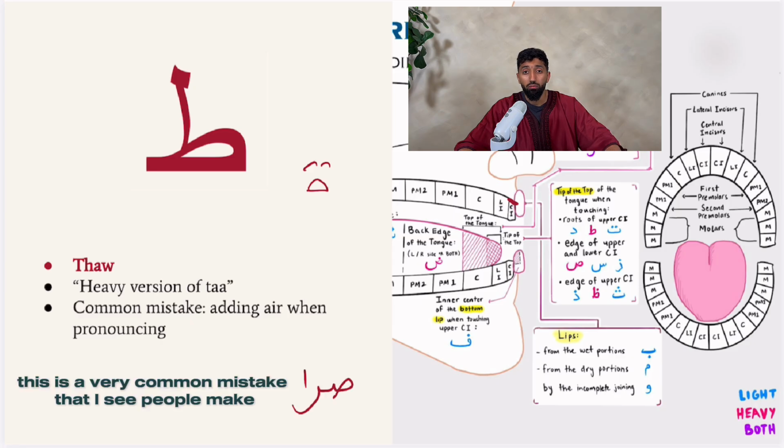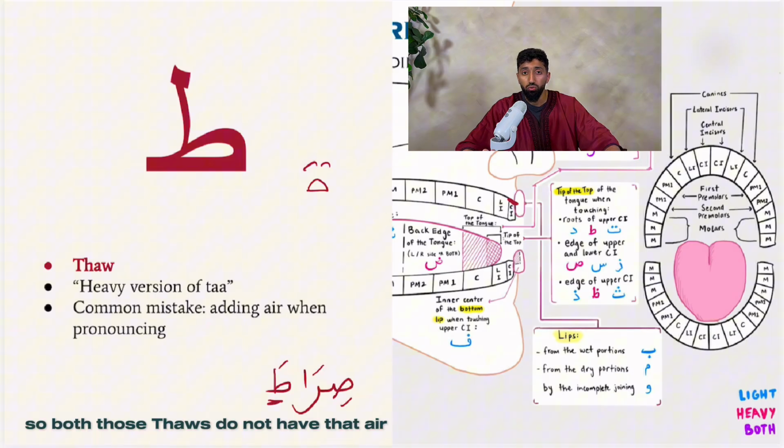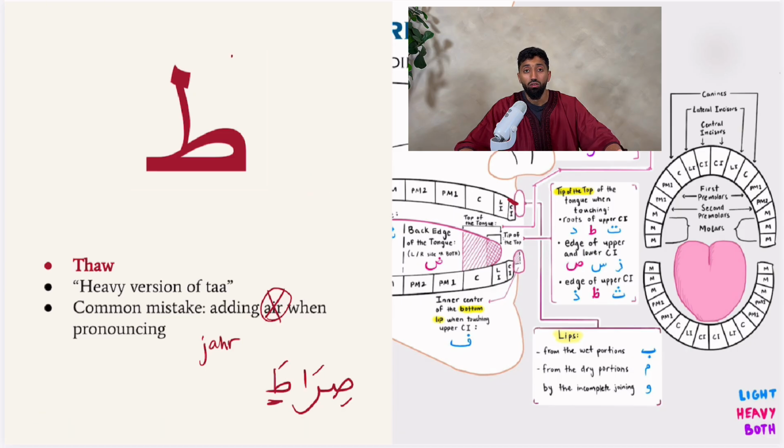This is a very common mistake that I see people make, is they will say ihdina siratal mustaqim. Siratal, so both those ta's do not have that air expulsion when pronouncing. Again, because it has the quality of jahr, there is no air when pronouncing ta. Ta fatha, ta kasra, ti, ta dhamma, tu, ta, ti, tu.